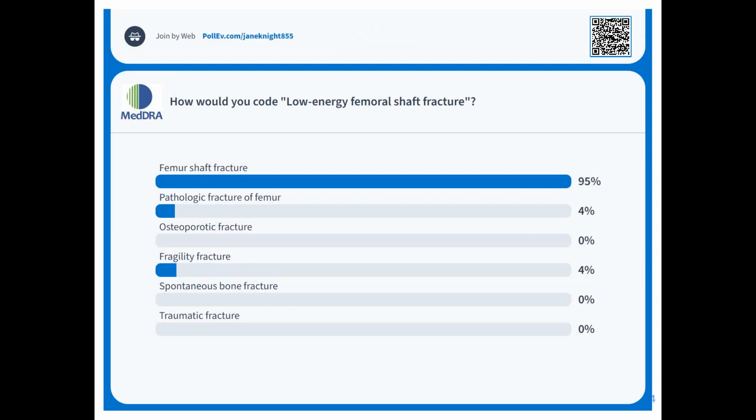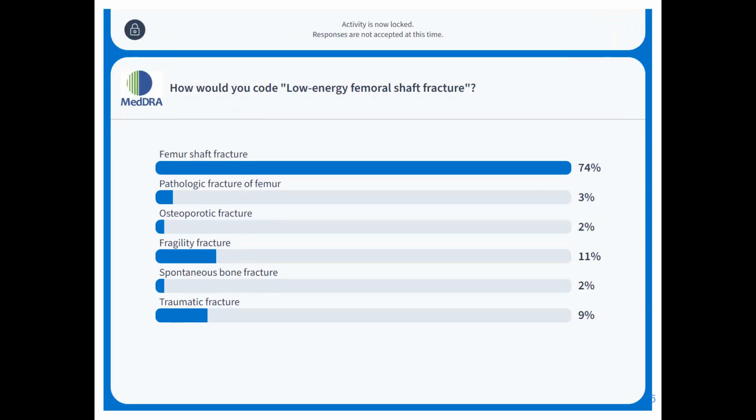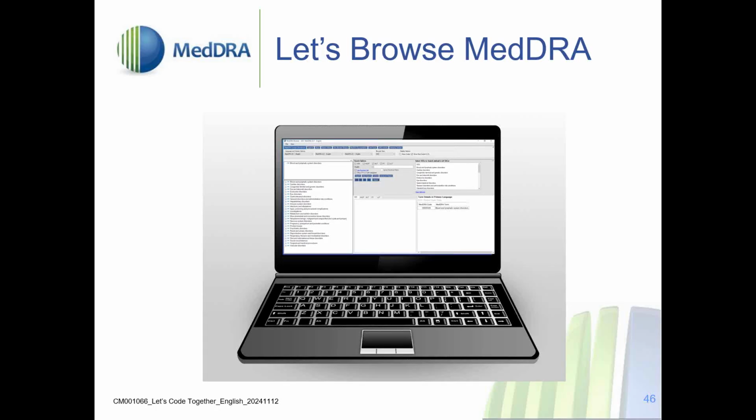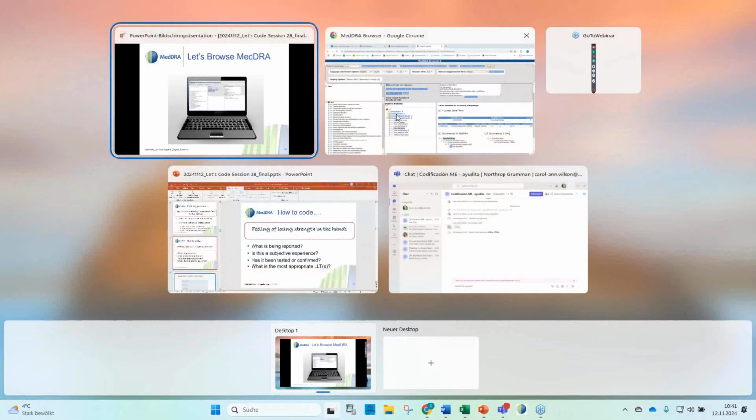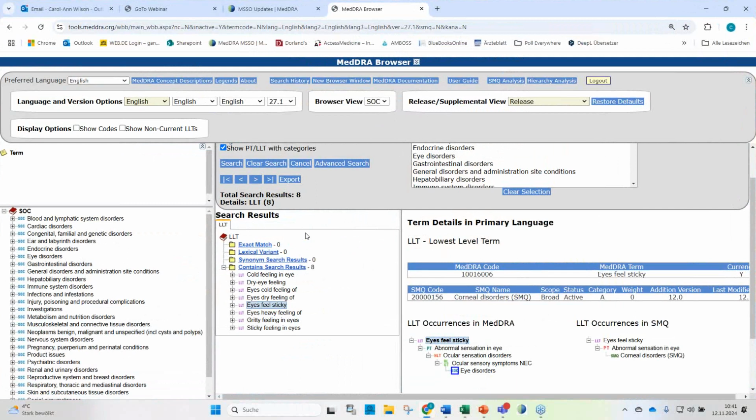So most of you are going for femur shaft fracture, but there are others considering pathologic fracture, fragility fracture, traumatic fracture. So most of you would prioritize the site here, the femur shaft, that the femur shaft was affected by the fracture. So let me close the poll. And again, switch to the browser. Here we are.